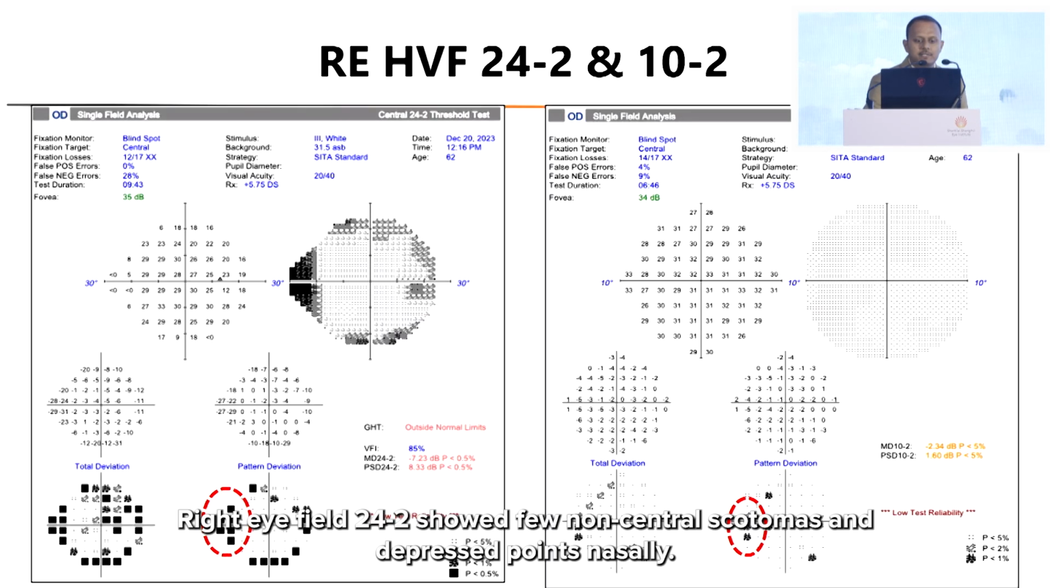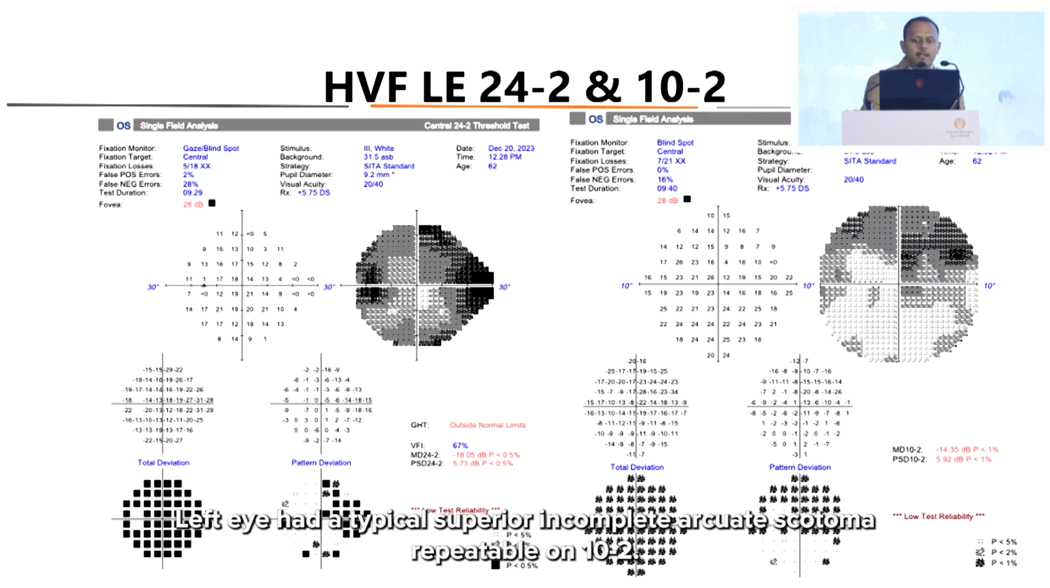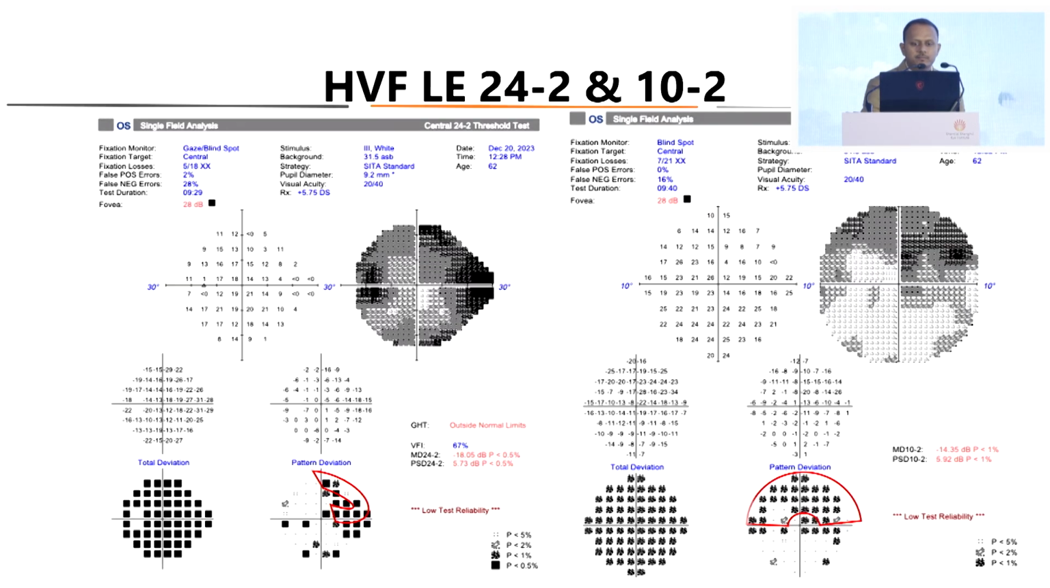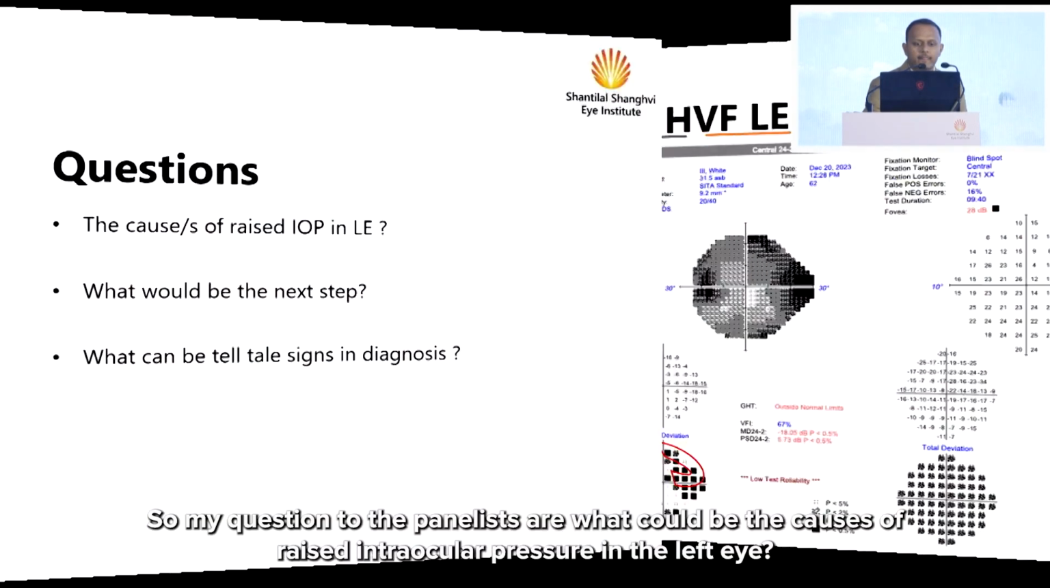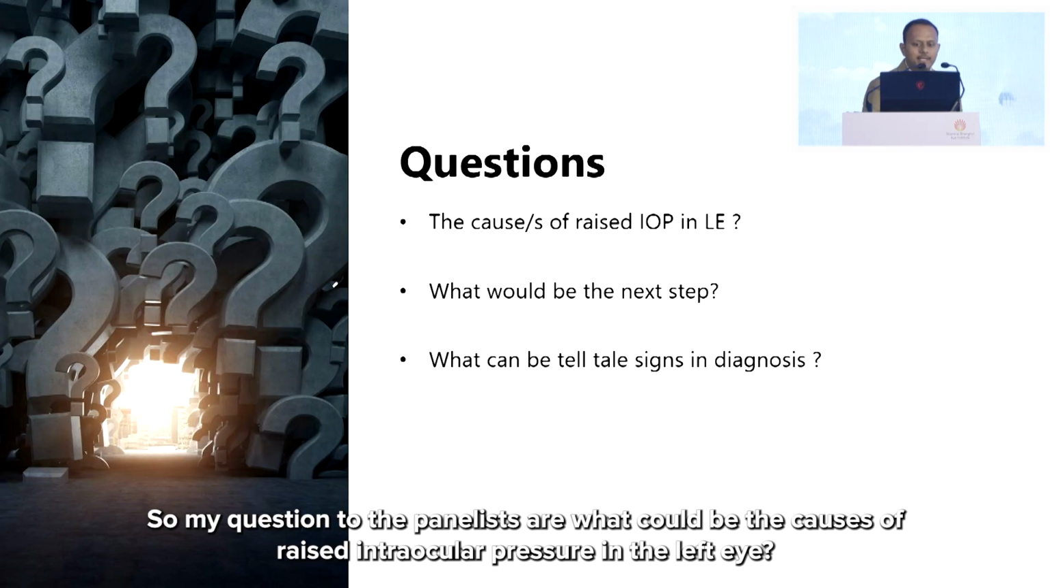Right eye's fields 24-2 showed few non-central scotomas and depressed points nasally. Left eye had a typical superior incomplete arcuate scotoma repeatable on 10-2. So my question to the panelists are, what could be the causes of raised intraocular pressure in the left eye?